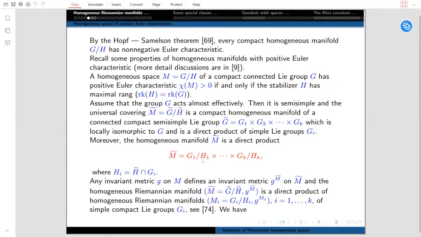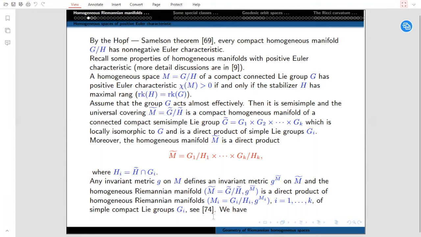Moreover, the homogeneous manifold is a direct product, G1/H1 and so on, Gk/Hk, where Hi is defined naturally. Then every invariant metric g on M is defined as an invariant metric on M tilde, and the homogeneous Riemannian manifold is a direct product of homogeneous Riemannian manifolds. Each of these homogeneous manifolds has a simple compact Lie group of isometries Gi.